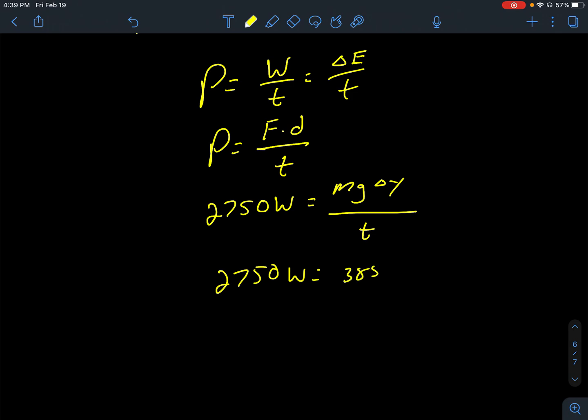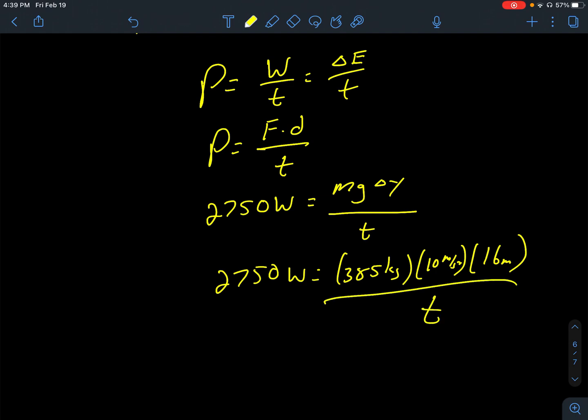385. 16 meters, I think it was. Yeah. And we're solving for the time, and we get about 22.4 seconds. So does that make sense? We have a motor lifting a piano up some height to go into a house or an apartment building. 22 seconds, yeah, that's probably reasonable. 16 meters is not all that high. Yeah, so that's believable.